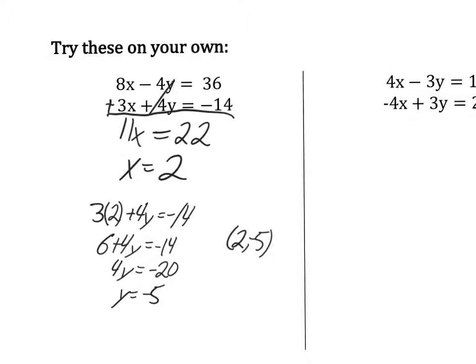Okay, looking at the first one, we should have gotten 2, negative 5. Just to double check, I added to cancel out my y's. I was left with 11x equals 22. Divide by 11, x was 2. Then I plugged it back into my bottom equation, so 3 times 2 is 6, plus 4y equals negative 14. I subtracted my 6. 4y equals negative 20. Divide by 4. y equals negative 5.